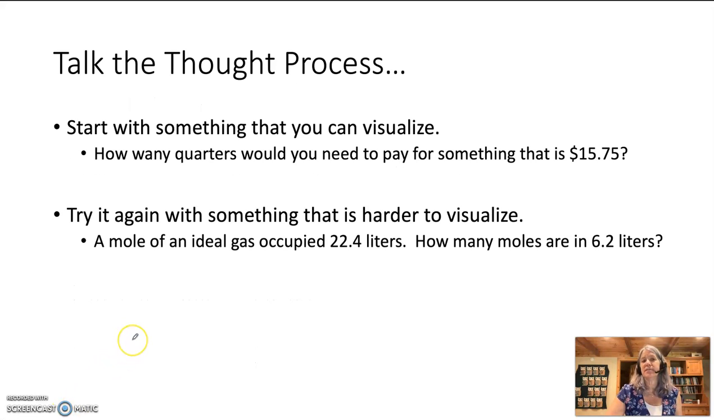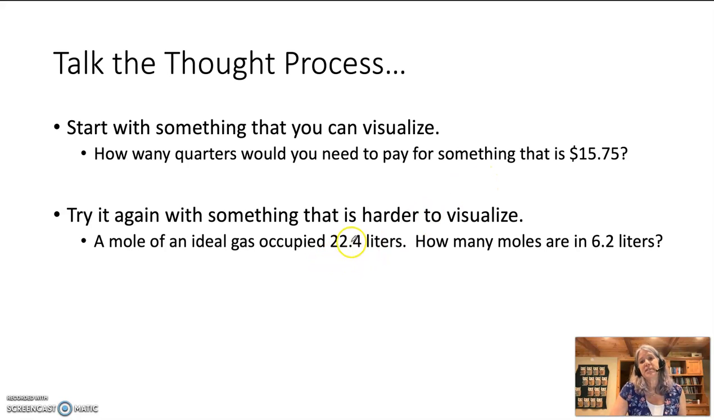Okay, so here's something for you to practice on your own. And again, try to do this step by step rather than just jumping to the answer to make sure you understand the process. Because in chemistry, we will be doing lots of conversions that will involve multiple steps of converting one thing into another. So it's good to make sure that you understand the most simple basics. So how about this one? How many quarters would you need to pay for something that is $15.75? That's something you can visualize and work with.